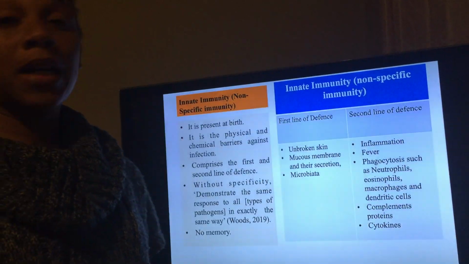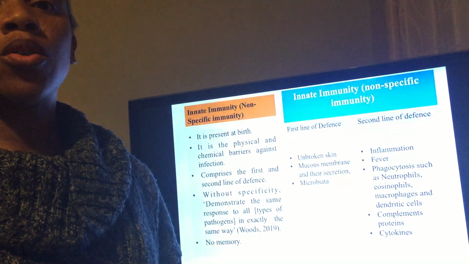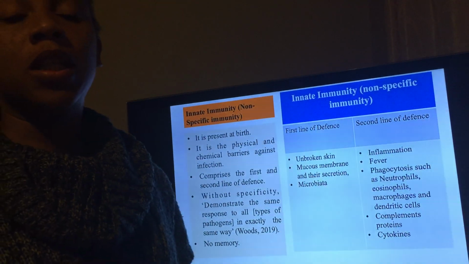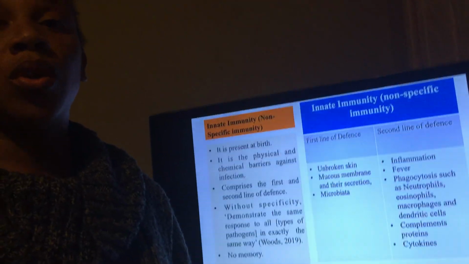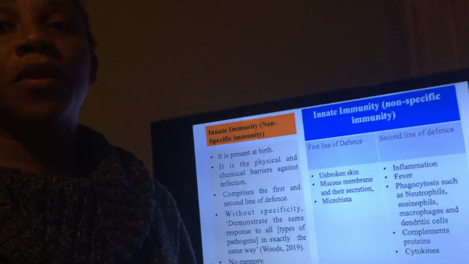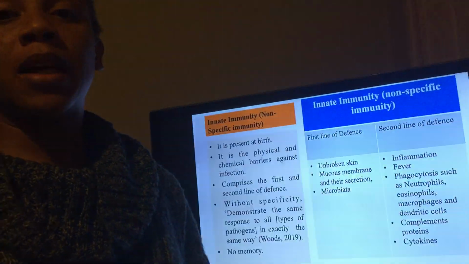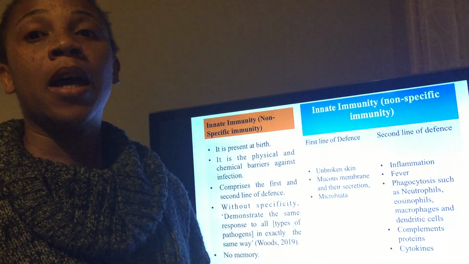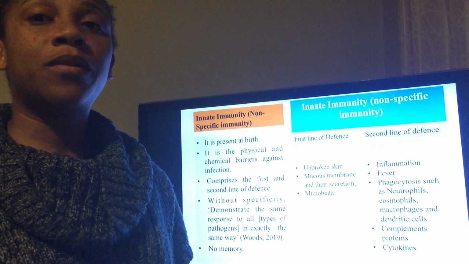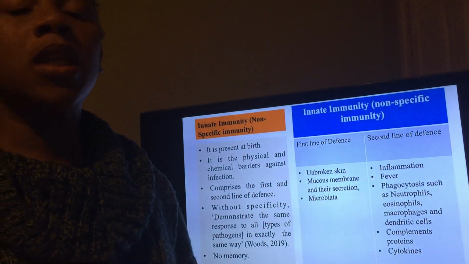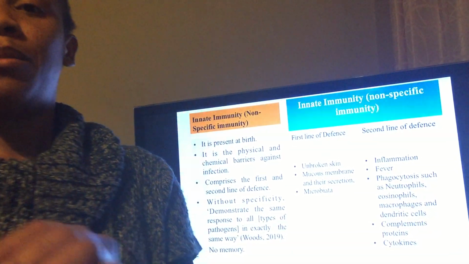The body has three lines of defense. The first two lines of defense are non-specific. It is also known as innate immunity. It is present at birth and has the same response to all pathogens and does not involve any memory. It is a physical and chemical barrier against infection. The first line of defense involves healthy skin, helpful enzymes, mucous membranes, and their secretions. The second line of defense, or inflammatory response, involves inflammation and a number of things that happen during the inflammation.